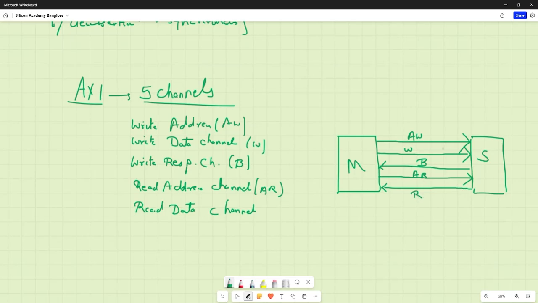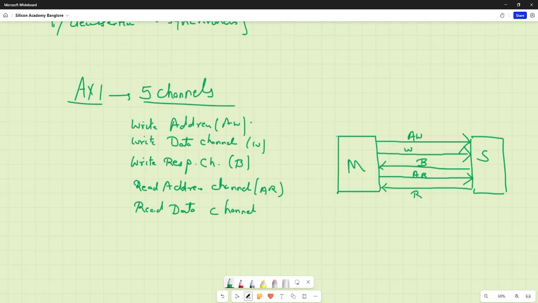So there are 5 channels through which the AXI master and AXI slave interact with each other. They can be considered as partially independent from each other. These 5 channels have their specific functions. For example, in the write address channel, the master will be transferring the address and the control information from the master to slave. Similarly, for the write data channel, the master will be transferring the information that is needed for writing the data from master to slave.